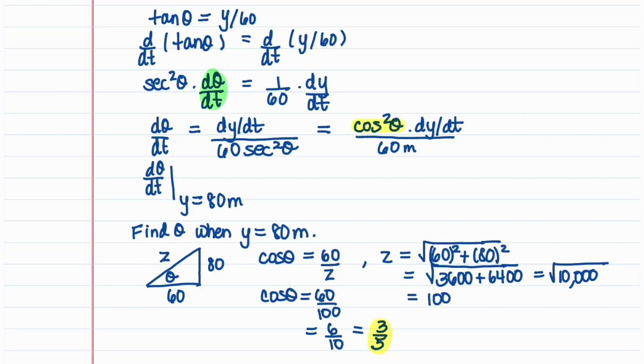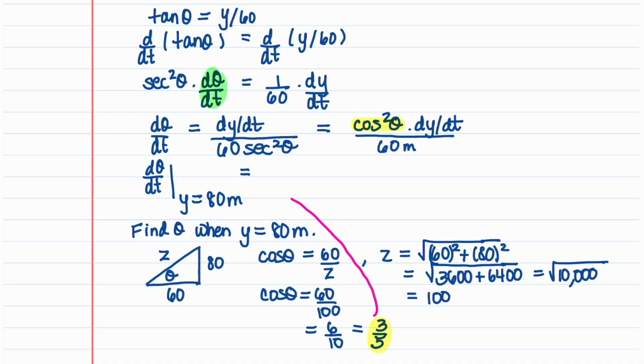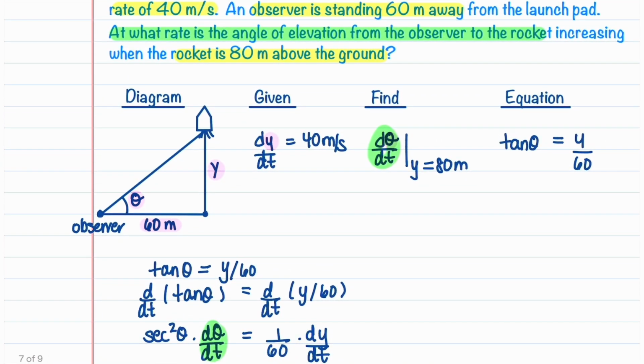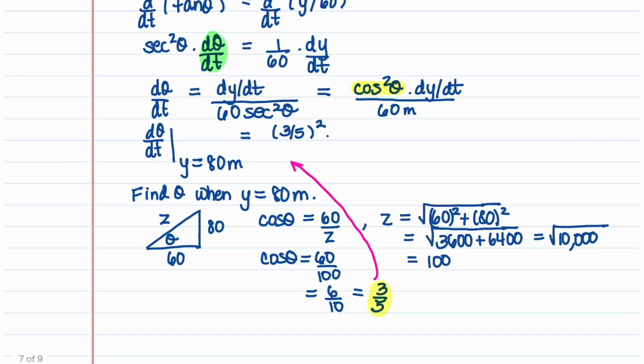Now we're going to take this and plug it back in. Let me draw an arrow here so you can see where I am. We're going right up here. So cosine squared theta is going to be 3 over 5 quantity squared. We need dy/dt. Let's go back up. That is 40 meters per second. And then we divide this by 60 meters. So we have 9 over 25 times 4 over 6.